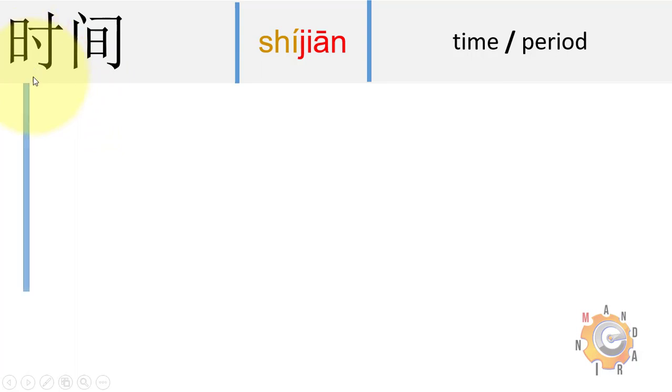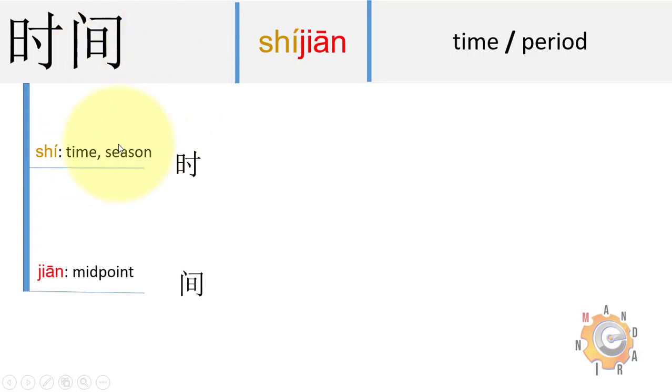The character on the left side is shi, which means time or season. The character on the right side is jian, which means midpoint. This character can further be decomposed: the character on the left side and the character on the right side. The character on the left side is ri, which means day or sun, and the character on the right side is cun, which means small or inch. So a small inch of the day is actually time.